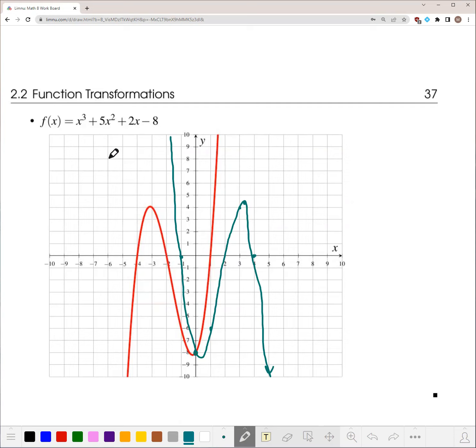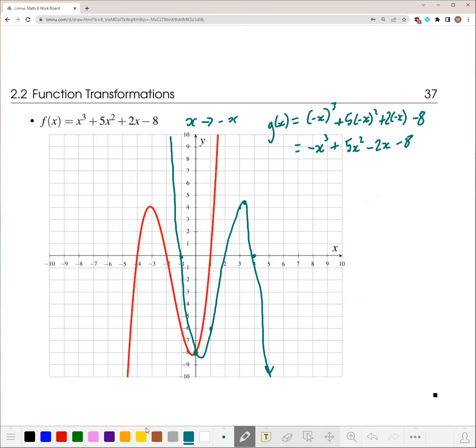If I were to take this function and actually do the replacement x to -x, what I'm going to get is this. Our function g of x is going to equal -x cubed plus 5(-x) squared plus 2(-x) minus 8. And what happens is the cubic gives us -x cubed plus, well, if I square a negative, it disappears, so plus 5x squared, and plus -2x is minus 2x, and the 8 stays the same.